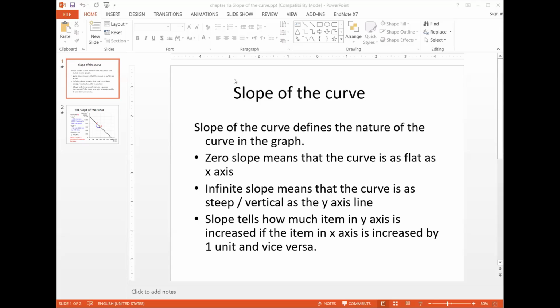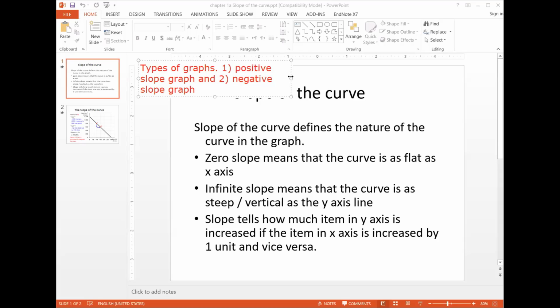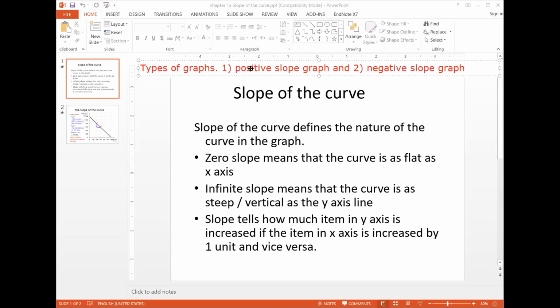Before starting this topic, we discussed several points in the previous class. Our topic in the previous class was types of graphs, and we focused on the positive slope graph and the negative slope graph. So this was the topic on which we concluded in the previous class. First of all, the point to be discussed here is what is meant by slope.